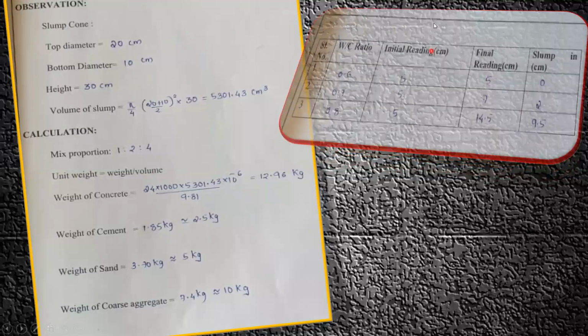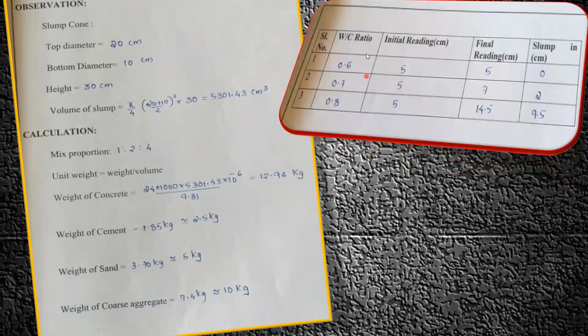Now coming to the test, what we have done. Once you have done the test, you have got the water cement ratio. We have taken the water cement ratio 0.6 here. We'll start from 0.6. Then we have taken another water cement ratio of 0.7. We have done 3 different trials. In the first trial, I've added 0.6 as water cement ratio, right? Then how do you decide this?